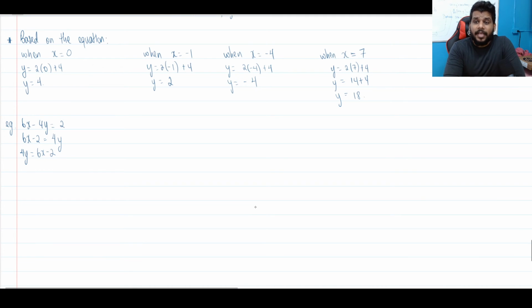Now, I want y by itself. So I'll divide by 4 throughout. 4y over 4 is equal to 6x over 4 minus 2 over 4. The 4 cancels with the 4. I could simplify this. This becomes 3 over 2, and this becomes 1 over 2. y is equal to 3x over 2 minus 1 over 2.